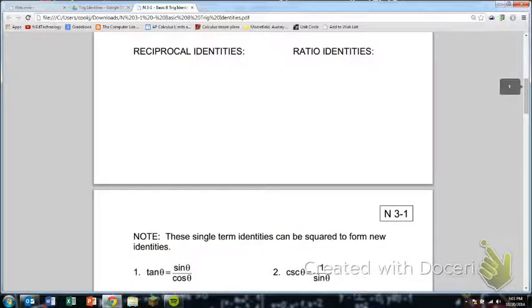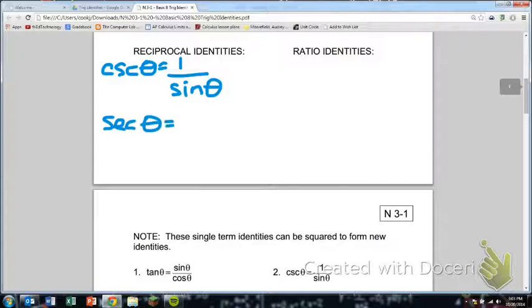So the first one we're going to talk about are the reciprocal identities. Because we know that cosecant is 1 over y, and we know that y is the same as sine, that means that cosecant is 1 over sine. All right? So instead of saying cosecant is 1 over y, we can say that the cosecant is 1 over sine, because sine is y. We can say the same thing about secant. We know secant is normally 1 over x, and x is cosine, so secant is 1 over cosine.